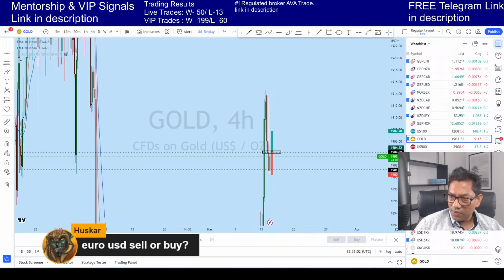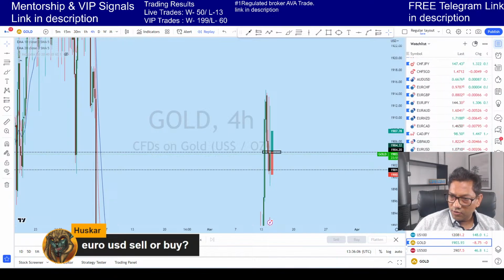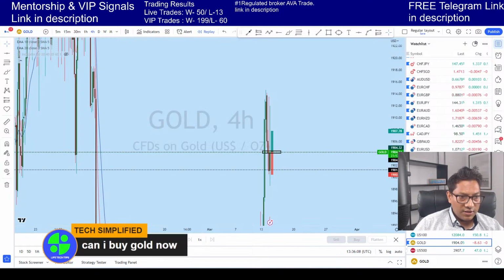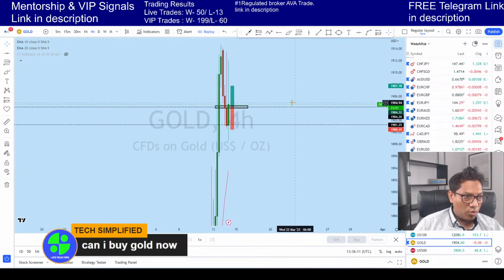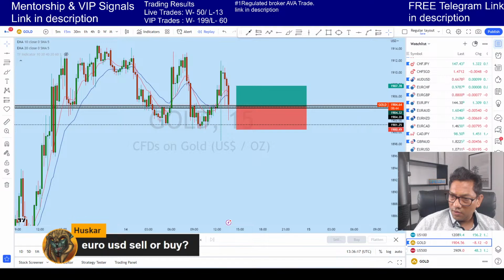USD sell or buy? Euro dollar, we'll look at now. Euro dollar. Okay, can you buy gold now? I think that gold just came to the zone where it will now slowly turn bullish.